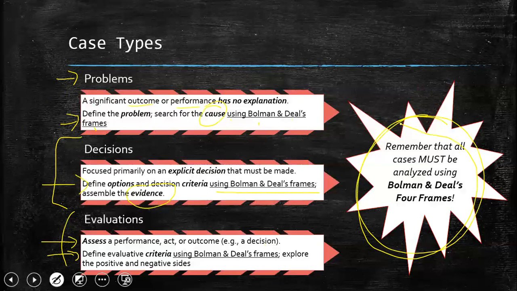That's your responsibility now, is to use Bolman and Deal's frames to either identify the problems and the reasons for it, or the factors that lead to those problems, or to use Bolman and Deal's 4 frames to assemble the evidence, to find options and decision criteria in order to make an explicit decision, or to use Bolman and Deal's 4 frames to define a set of evaluative criteria that can assess a performance, act, or outcome in order for a decision to be made. So you won't see Bolman and Deal's 4 frames explicit in your cases. You put that in there. You are the ones that bring that to the party.